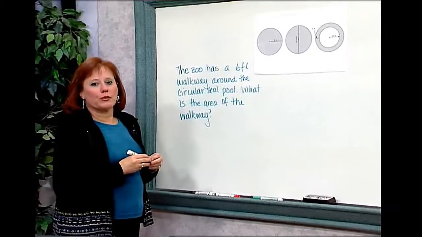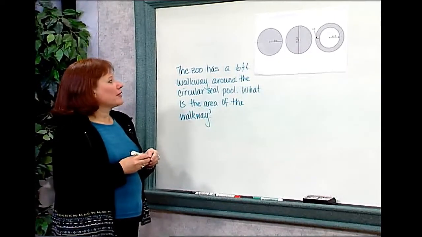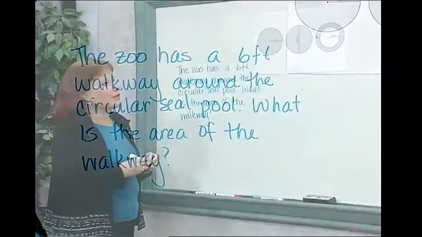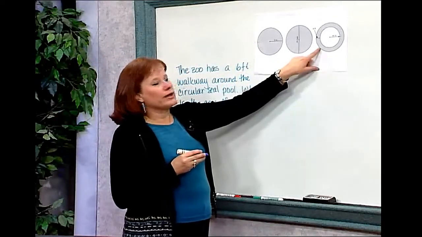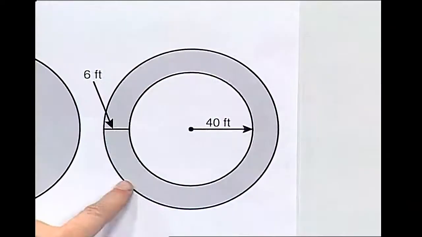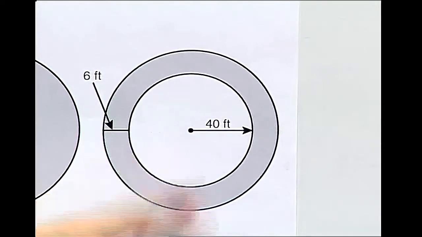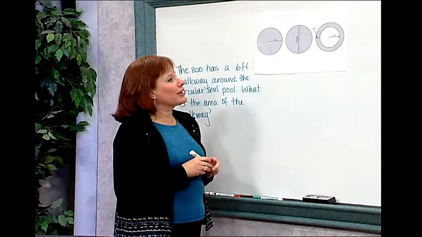Our last diagram represents the problem that we have here. The zoo has a 6-foot walkway around a circular seal pool. What is the area of the walkway? If you look at the diagram, you'll find the walkway is represented by the gray or shaded area. We've got the walkway going all the way around the pool, and the pool is represented by the white inner circle.